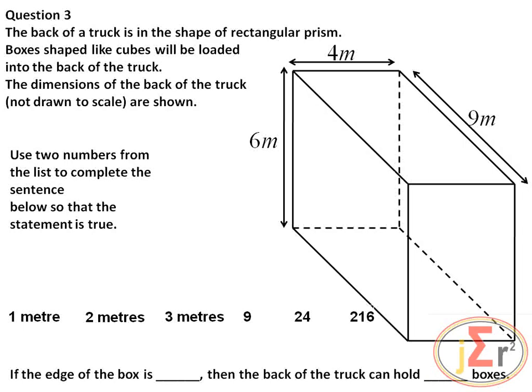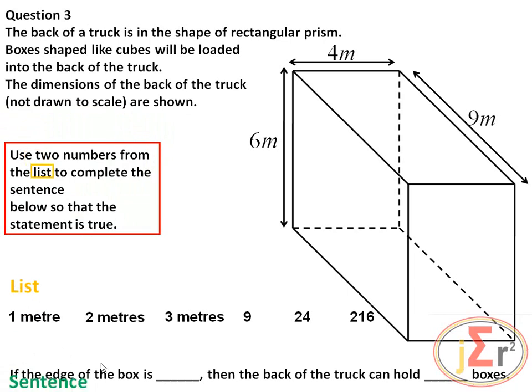There we have the statement of the problem, and I'm not going to be reading through this again, but let us look here where we have, if the edge of the box is 1, 2 or 3 meters, and then we have the number of boxes that can hold. Use two numbers from the list to complete the sentence below so that the statement is true. So that's your list, and we have the sentence right there.